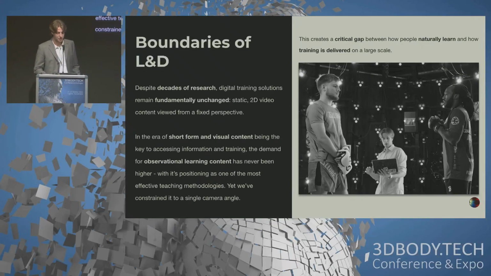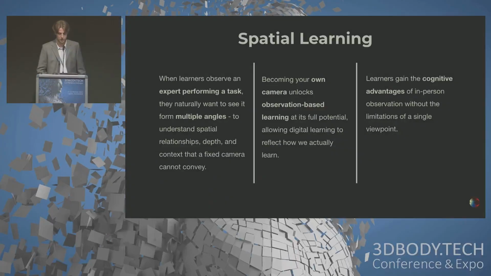So what are some of the boundaries of L&D, just to understand where we're actually coming from? By L&D, this really refers to a wide sector of generally digital training solutions or digital learning. That's where the critical gap is: how people naturally learn through observation, and how training is delivered, which is these 2D views. So what do we mean by spatial learning? When learners observe an expert performing a task, they naturally want to move around it and see it from different angles. And you gain some cognitive advantages of in-person observation without these limitations by using our technology.